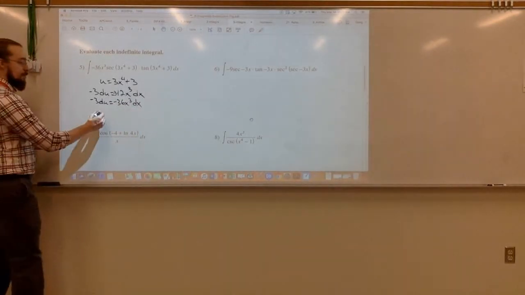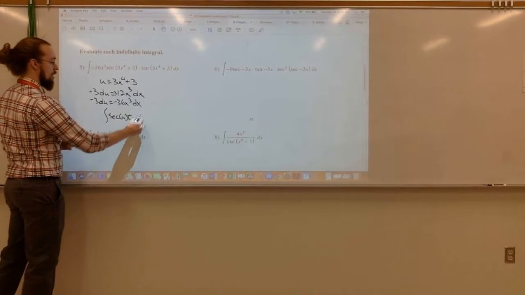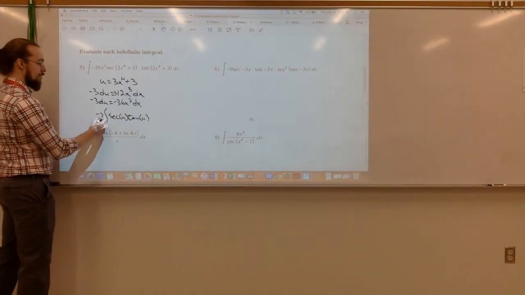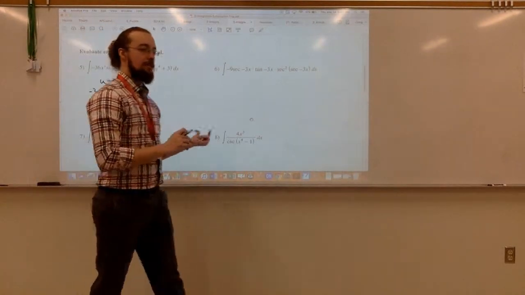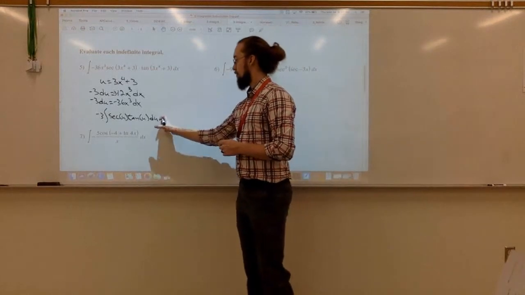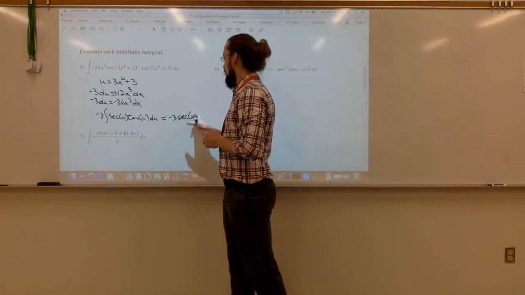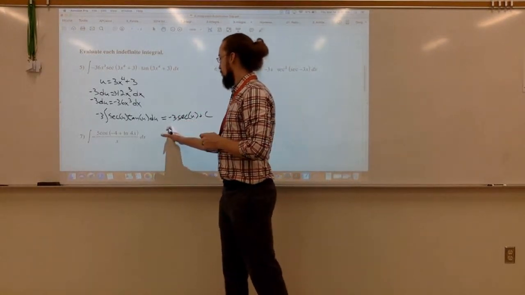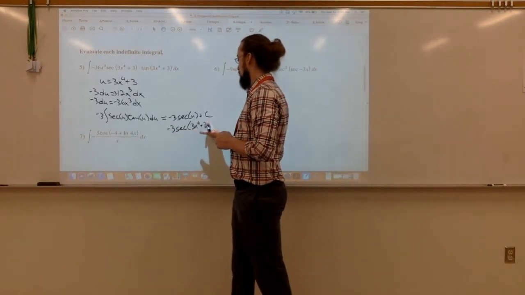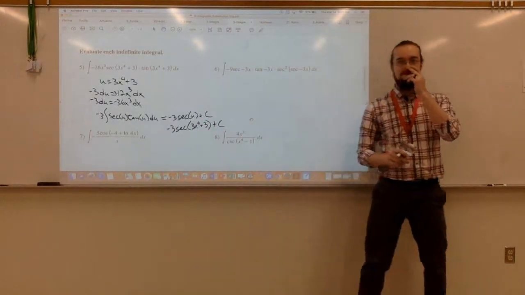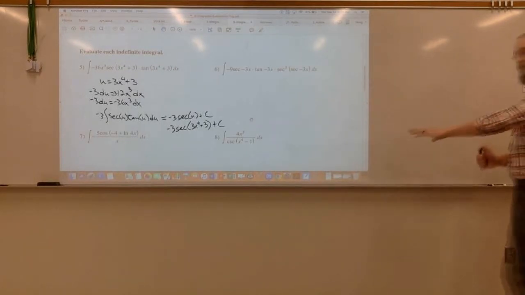Then if I do my u substitution, I will have secant of u times tangent of u times negative 3 du. So what's the antiderivative of secant tangent? Secant. Right, so this would just be negative 3 secant of u plus c. Plug the u back in. So negative 3 times the secant plus c. You okay with that one? Anything else before 7?